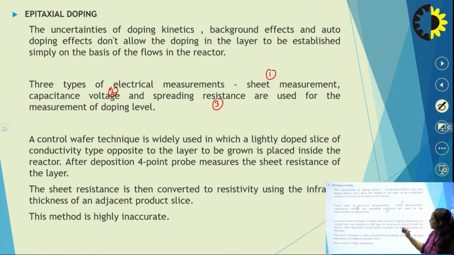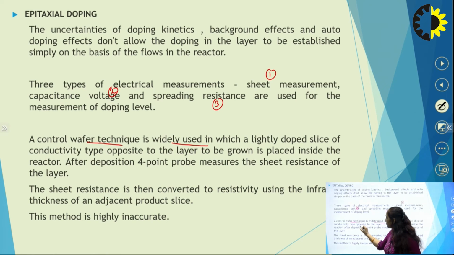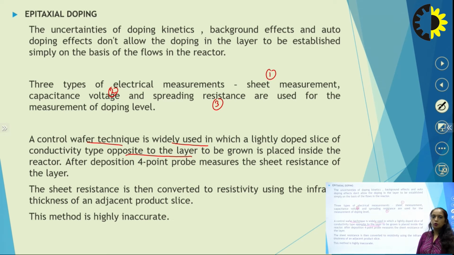These are used for the measurement of doping level. In the first method, the sheet resistance measurement method, a control wafer technique is widely used, in which a lightly doped wafer slice of conductivity type opposite to the layer which is to be grown is placed inside the reaction chamber. After that, the wafer is placed, and we use the 4 probe method.